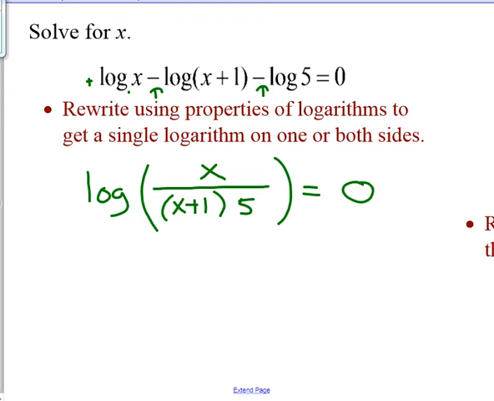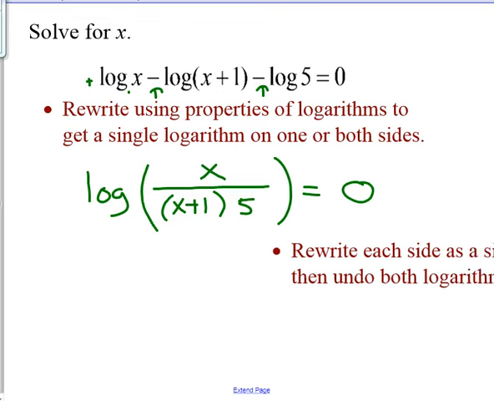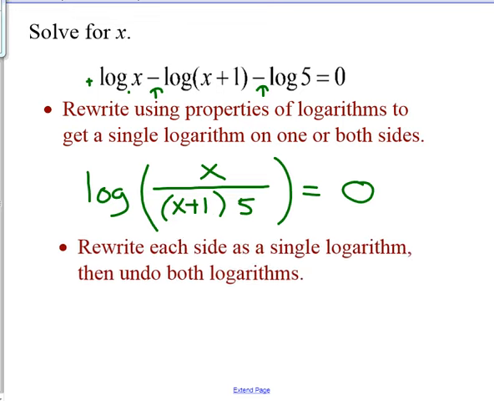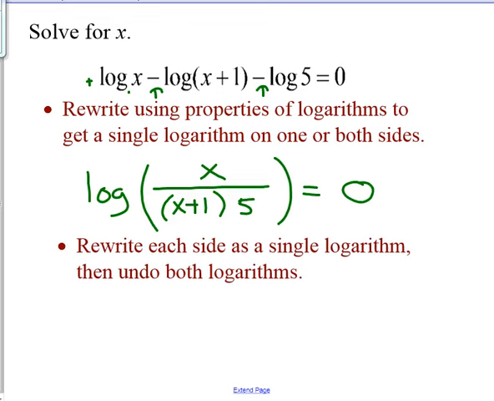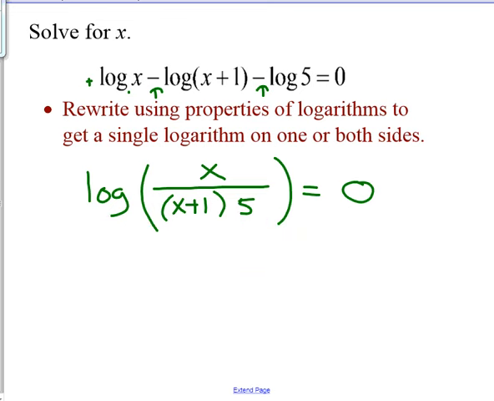So now I have one log on one side and a number on the other. I can't just set the inside equal to 0 because that side doesn't have a log. So my next step is really just to go exponential in this case.